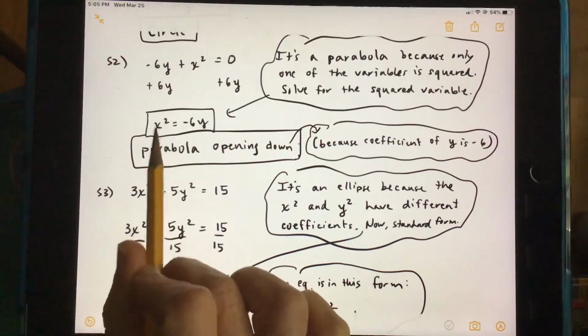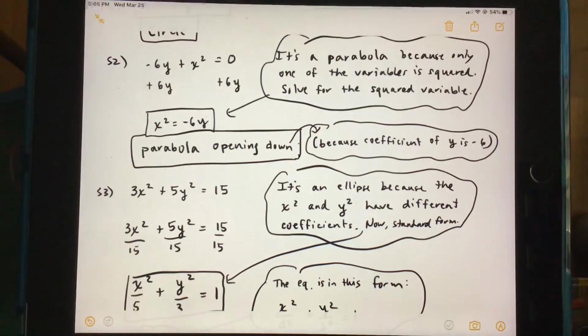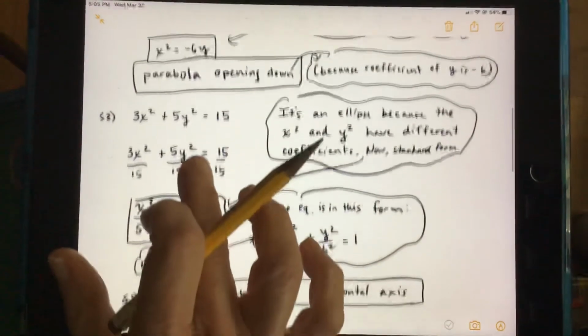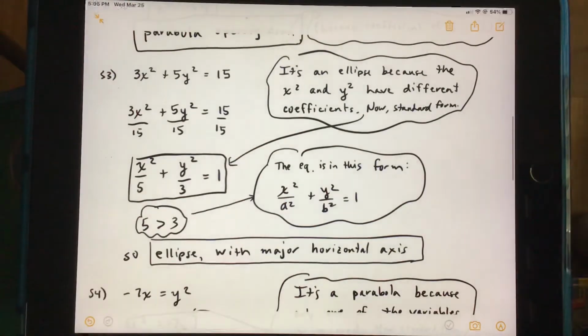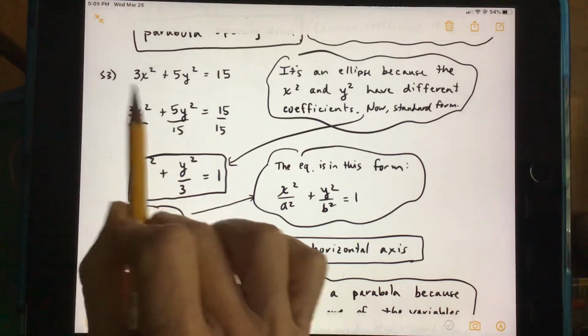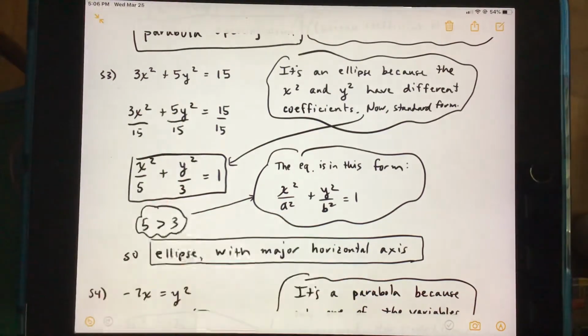And remember, the x squared parabolas always either open up or down. All right, sample 3. So in sample 3, we're given 3x squared plus 5y squared equals 15. We're noticing our x squareds and y squareds are paired together already. We're noticing we have different coefficients on these x squared and y squareds, which rules out a circle, and it certainly is not a parabola because we have both x squareds and y squareds.